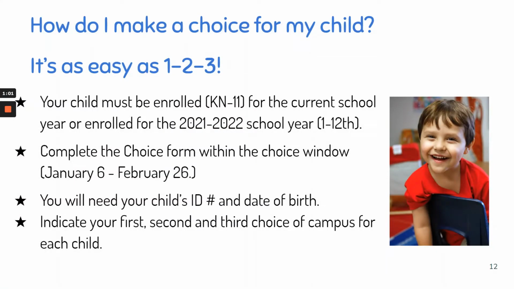To make a selection, you must be enrolled in Kinder through 11th grade for the current school year or enrolled for the 21-22 school year. You must complete the choice of school form within the choice window of January 6th through February 26th. You will need your child's ID number and their date of birth. You must also indicate your first, second, and third choice of campus for each child.